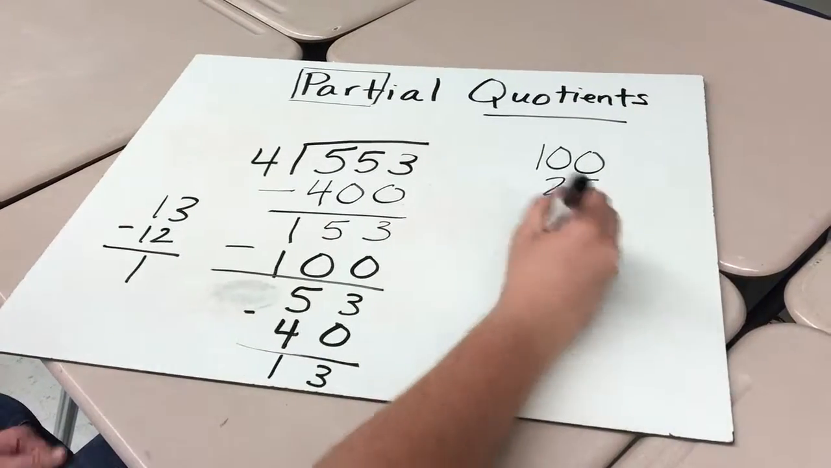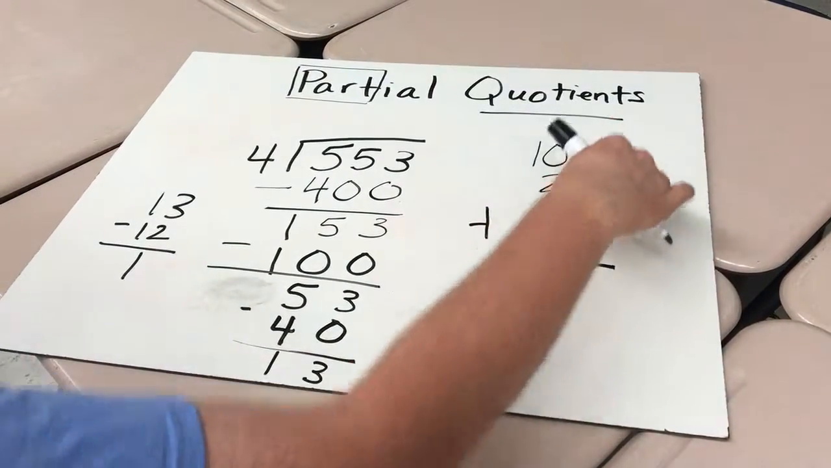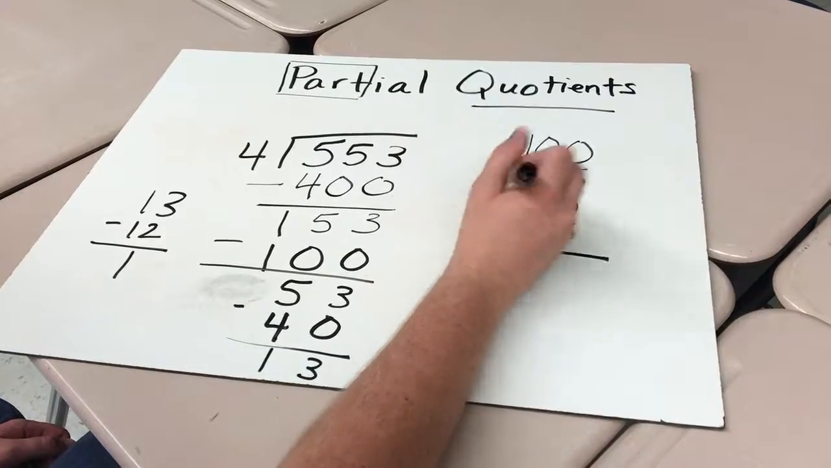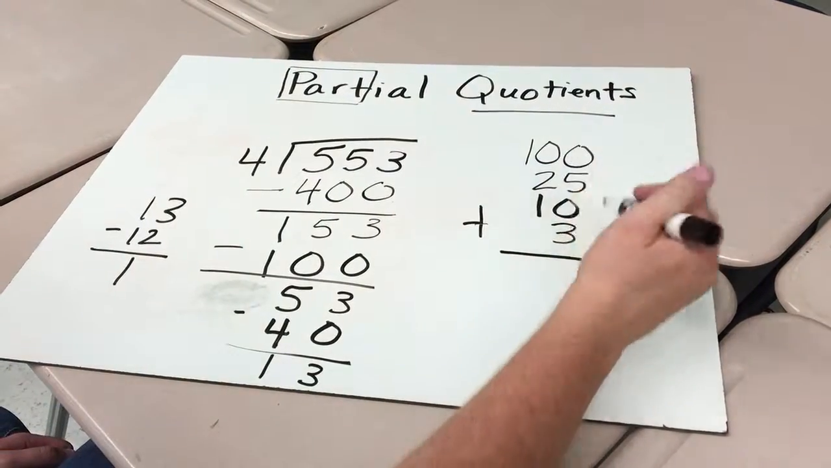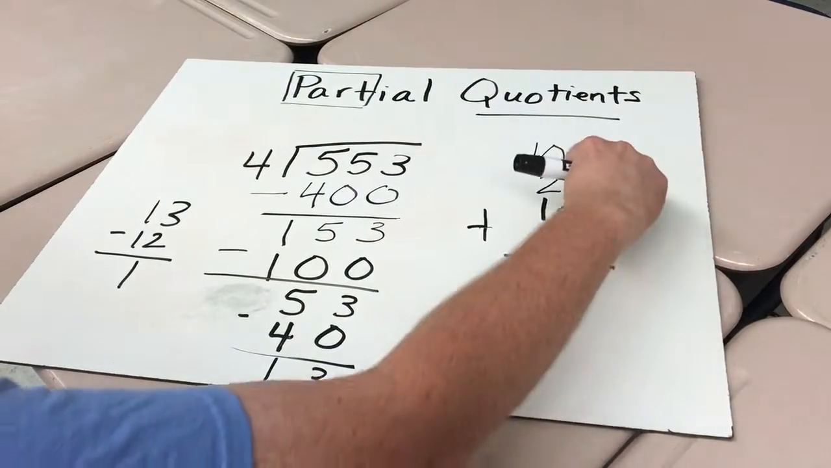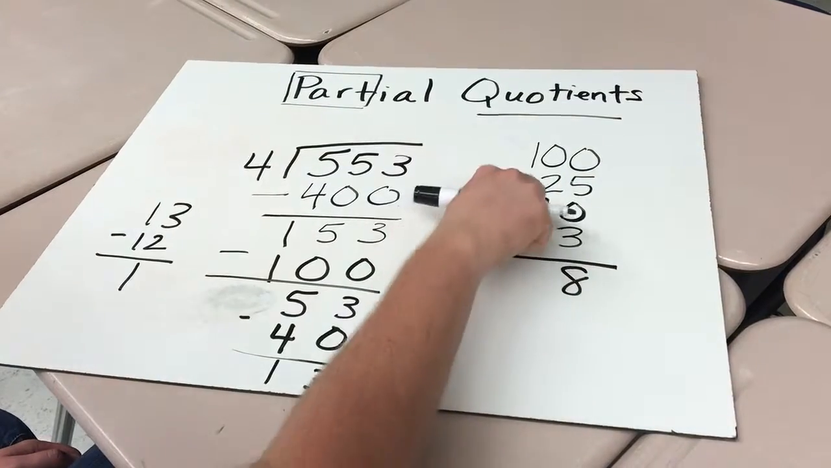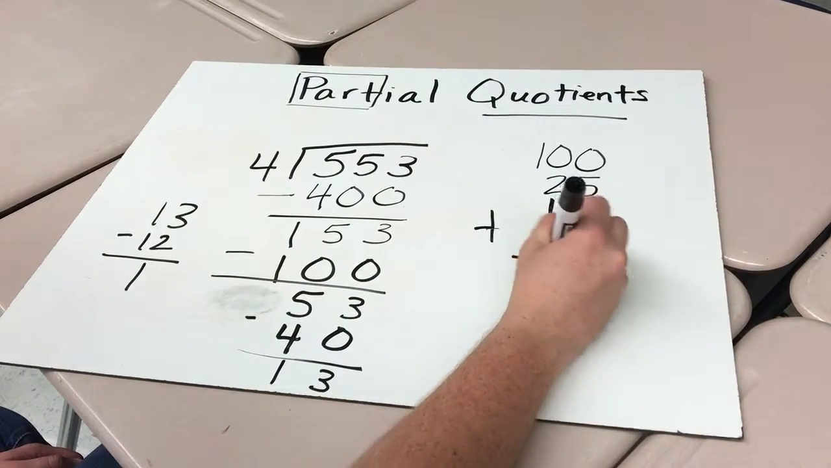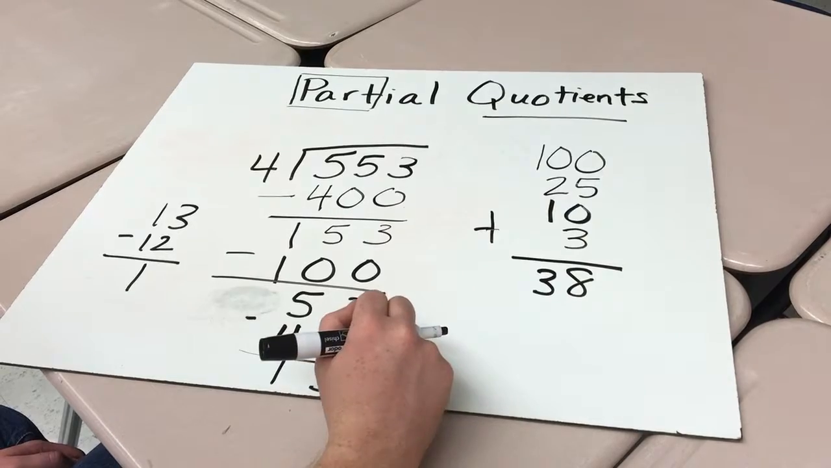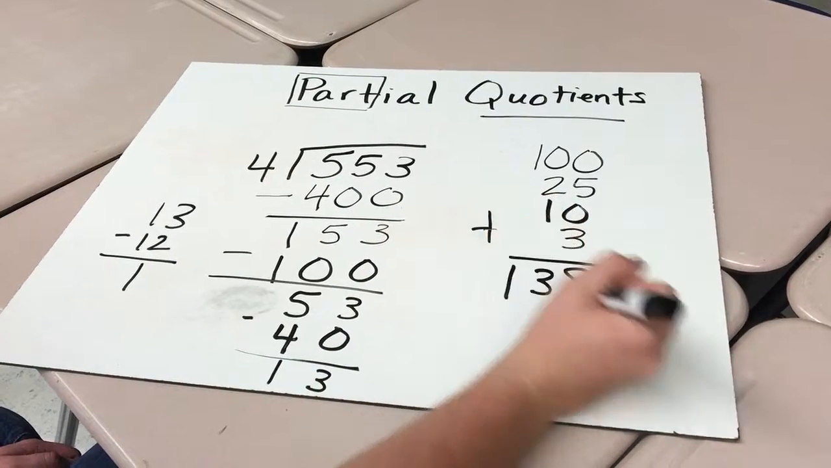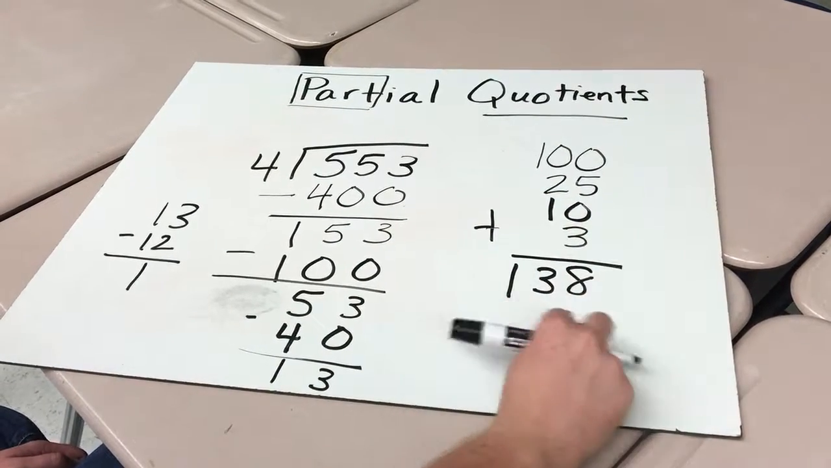So now I have to come over here and add all of my partial quotients up to get my total quotient. So 5 ones plus 3 ones is 8 ones. 2 tens plus 1 ten is 3 tens. And then 100 plus nothing is 100. So my quotient would be 138.